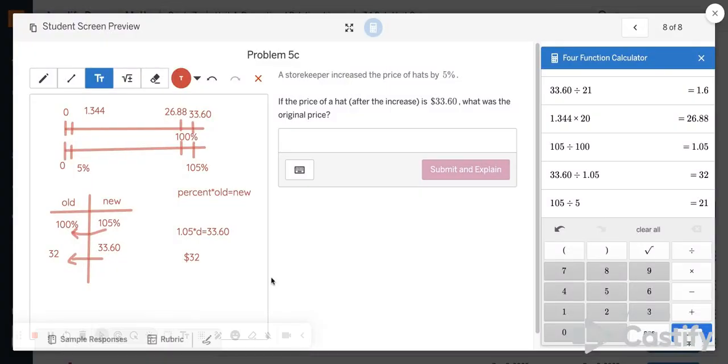So to fix my double number line, because I like to make mistakes, up here when I did 3360 divided by 25, I should have only done 3360 divided by 21, because there are 20 fives between 0 and 100, and then one more 5 to make 105. And when you do that, you get 1.6 or $1.60. And then when I multiply that number by 20, I get 32, which is the correct answer. So there you go. I make mistakes too. So that is how we get $32 as the old amount using all three strategies.